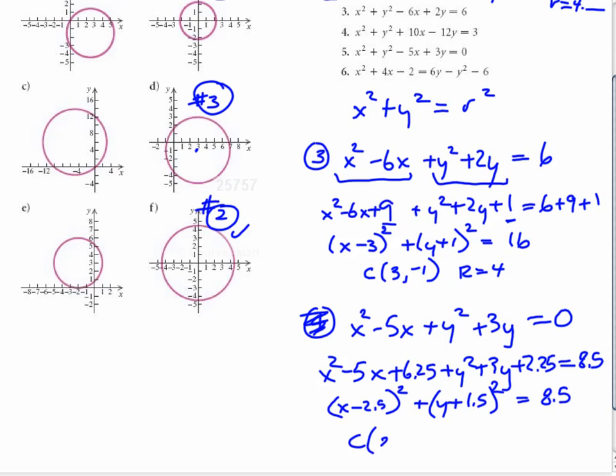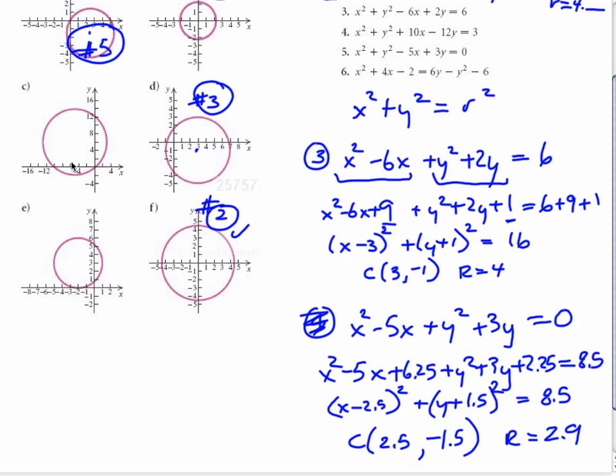So the center of this one will be at 2.5 and down 1.5. And the radius will be whatever the square root of 8.5 is. So it's just a shade below 3, might be 2.8, 2.9, somewhere in there. Okay, let's see if we can find that. So 2.5 and down 1.5. Here we go, 2.5 down 1.5. That looks to be about the center there. And the radius is almost 3, so it's 1, 2, almost 3. Yep, that's it right there. So A is number 5.